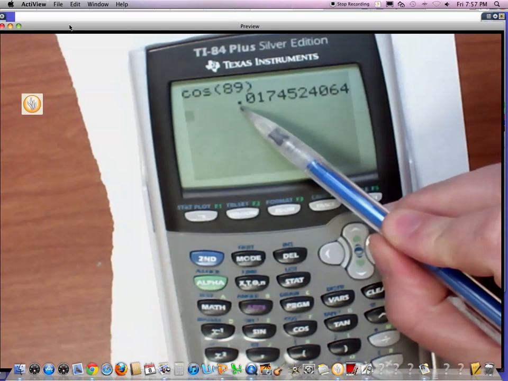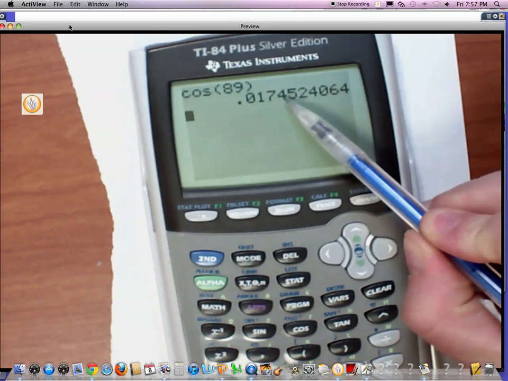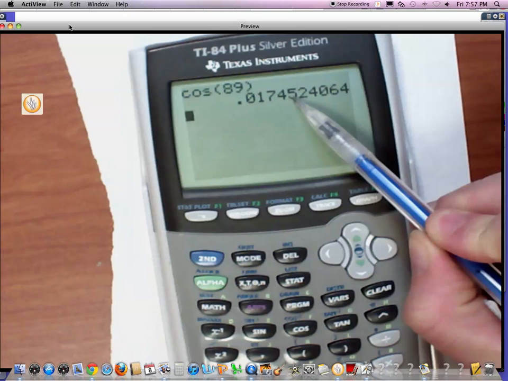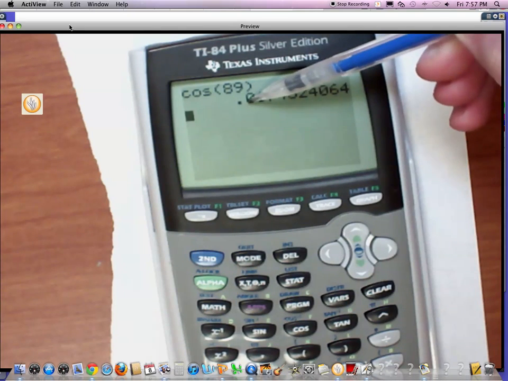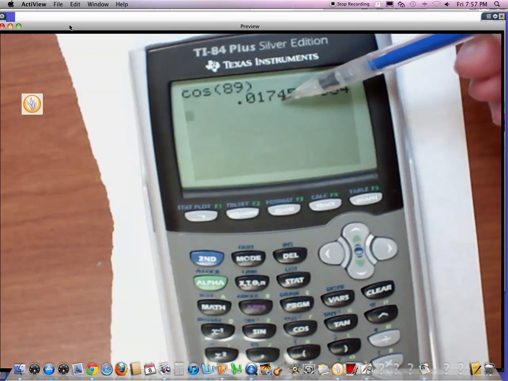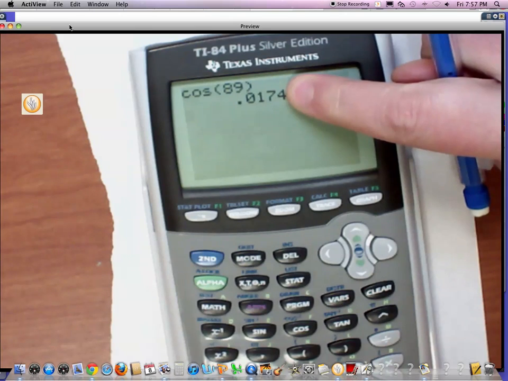So 0.017, this 4 is going to be pushed up because of the 5. So 0.0175, and go ahead and write that down.